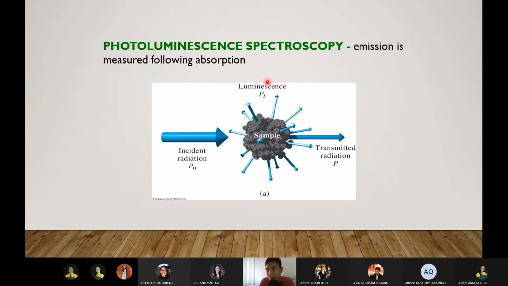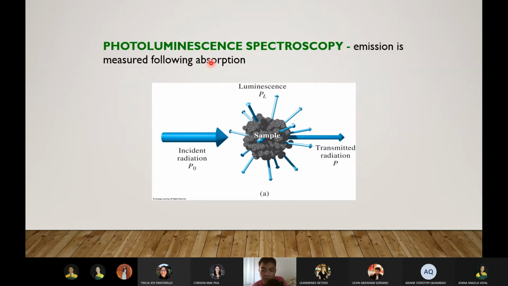So, next one, we have the photoluminescence spectroscopy. Okay? So, basically, ano lang to? Magkahalo na yung emission pati absorption. Okay. So, when we say luminescence, these are objects or chemicals that glow when the electrons are excited.